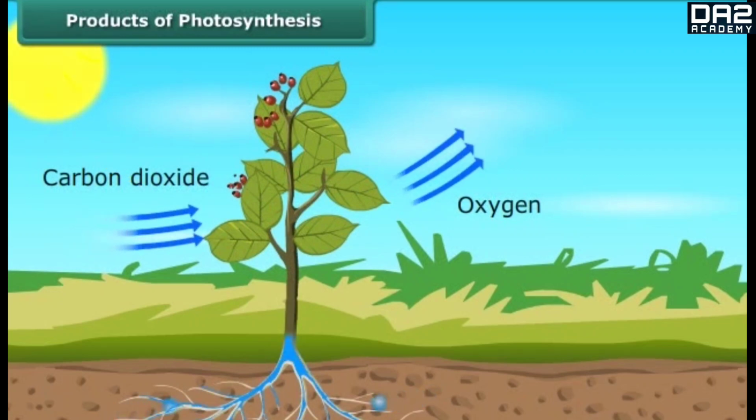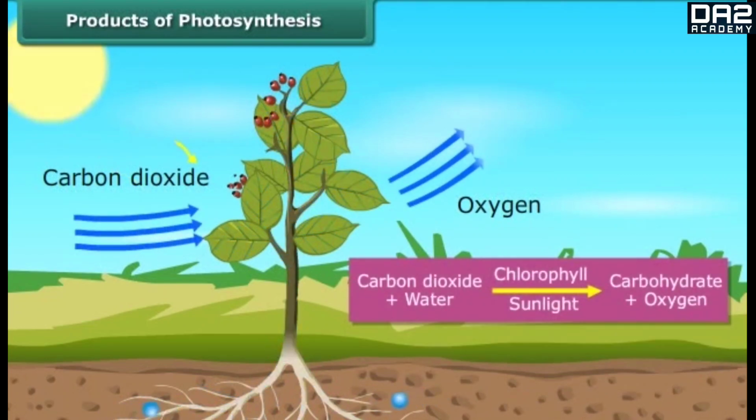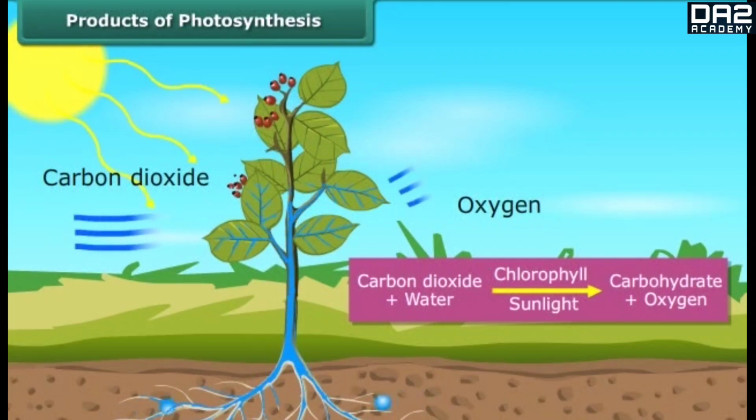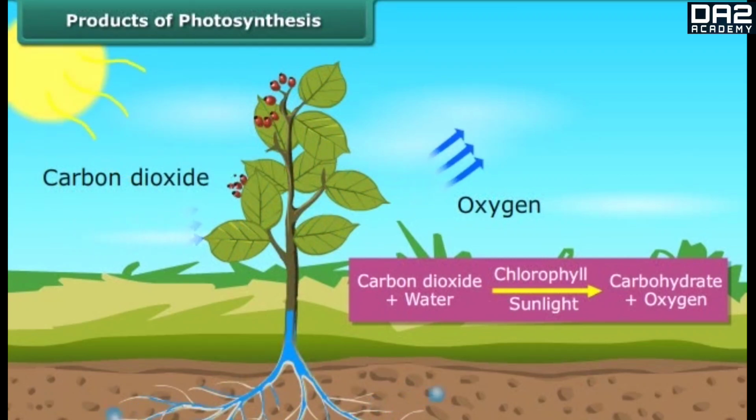Therefore, the process of photosynthesis can be represented as: carbon dioxide plus water, in the presence of chlorophyll and sunlight, gives carbohydrate plus oxygen. In the presence of sunlight, carbon dioxide and water give carbohydrate, and oxygen is released in this process.